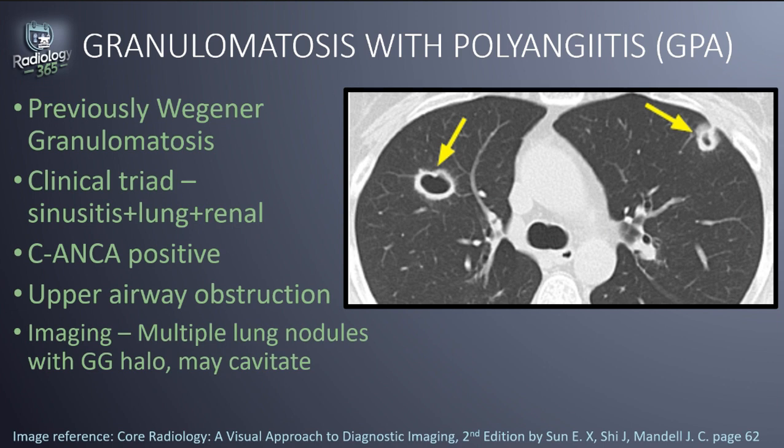Then lower down again, in the lung parenchyma, GPA may cause multiple nodules, often with ground glass halo in the acute setting, and we know that the ground glass halo represents some pulmonary hemorrhages. These nodules may also cavitate. So this axial CT shows multiple thick-walled cavitary lesions, and the left one here shows a small ground glass halo around it, which could suggest hemorrhage. The primary differential for this is septic emboli. However, this patient was C-ANCA positive, so that brought granulomatosis with polyangiitis on top of our differential list.